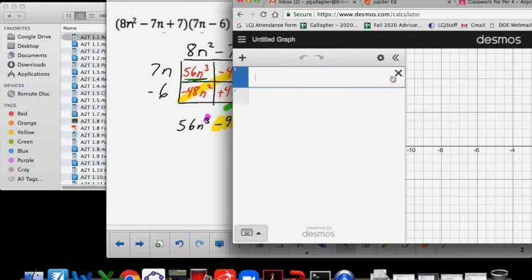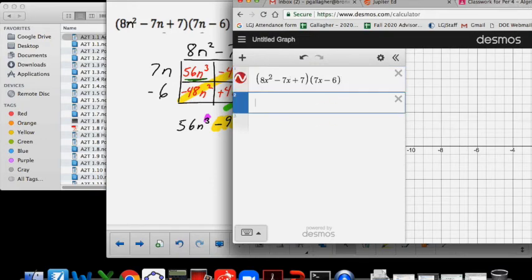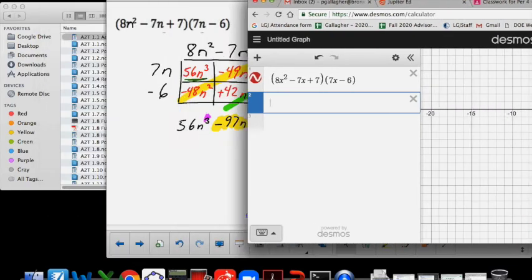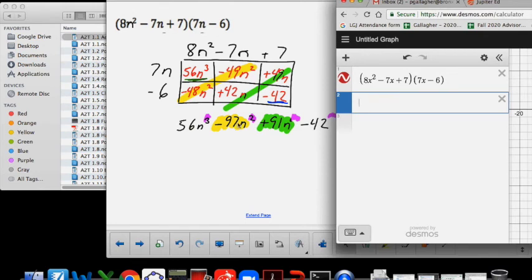I'm going to move this over so I can easily see stuff, and I'm just going to type in 8x. I'm going to use x instead of n, so the graphing calculator knows what to do with it. Cool. And it graphs. It's a weird looking graph, but it graphs. Then I'm going to type in this down here, 56x to the third minus 97x squared plus 91x minus 42. Oh, silly me.